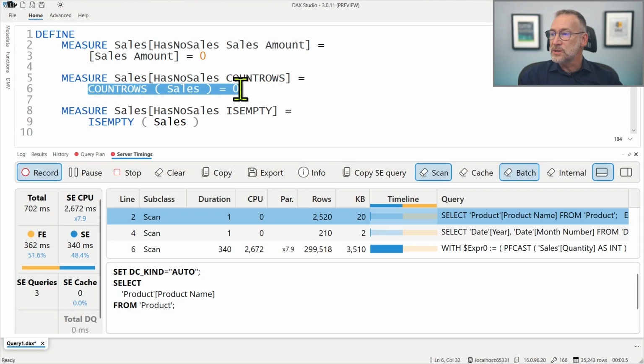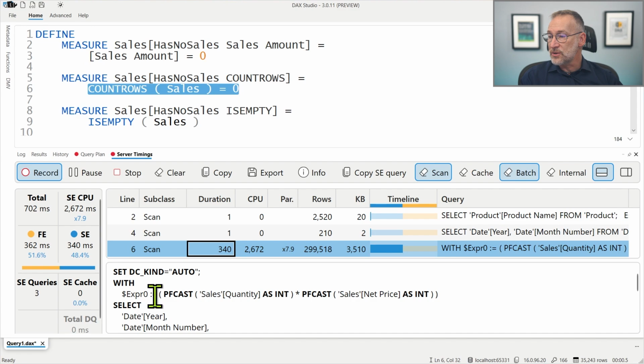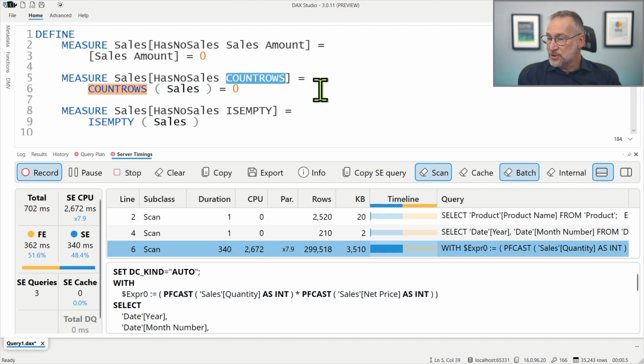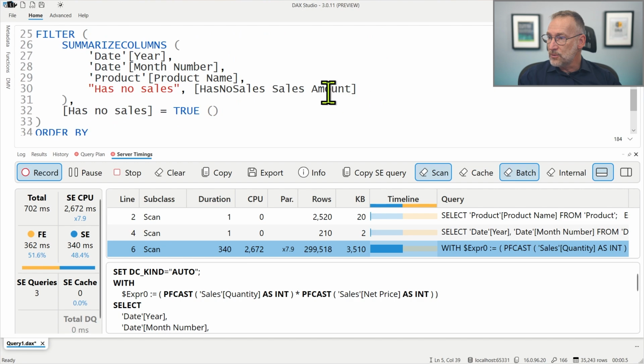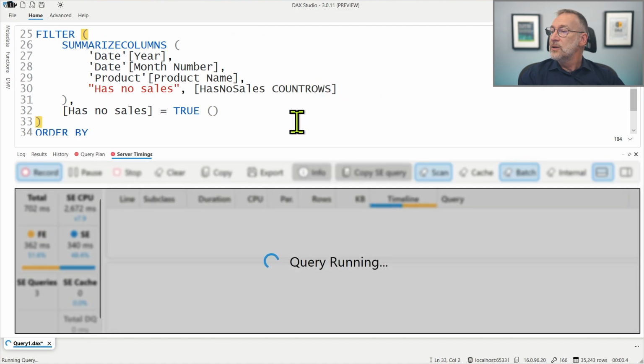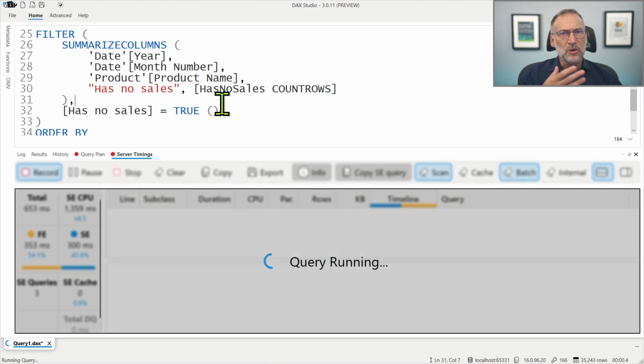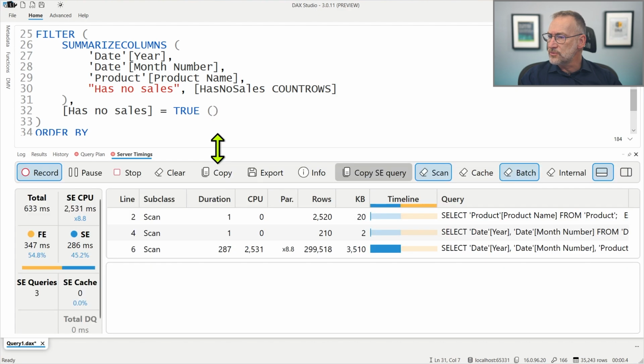But maybe the idea is that by just counting the number of rows in sales, we avoid this calculation, that is the multiplication of quantity times net price that uses two columns in the fact table. So we just need to count rows. We go in our query, and instead of has no sales amount, we execute has no sales count rows. We run it. That's 1.3 seconds. We always run it three times just to get a number that looks better, like the average, but 1.3 seconds looks like a constant value, a good result.